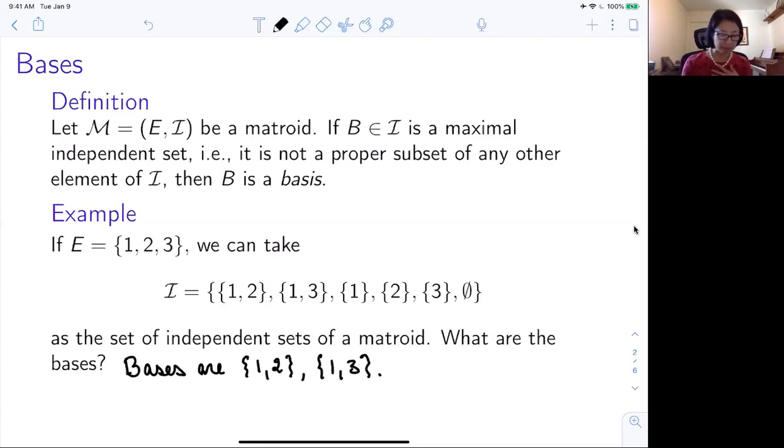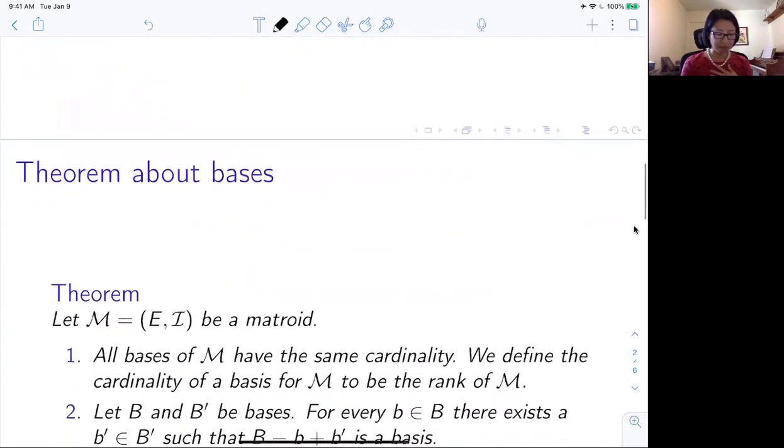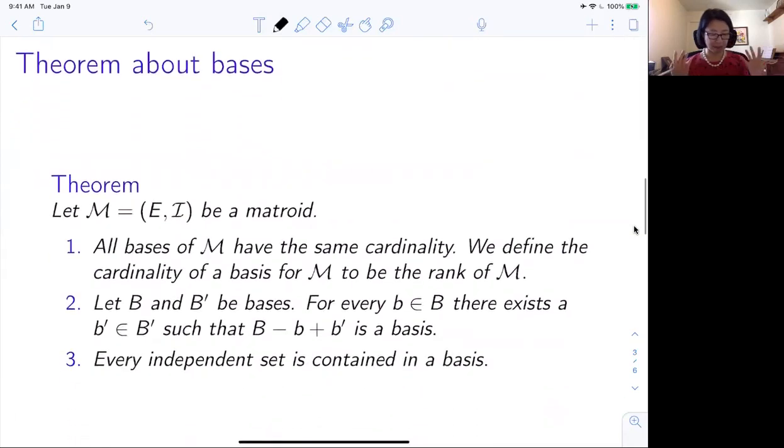Okay, so the major theorem about bases is the following. So here are the important facts to know. If I have a matroid, all of the bases have to have the same cardinality. That's important. And we define the cardinality of a basis for M to be the rank of a matroid, just like the rank of a matrix.